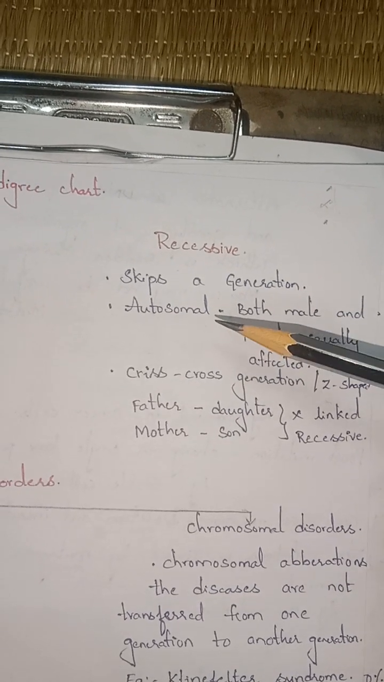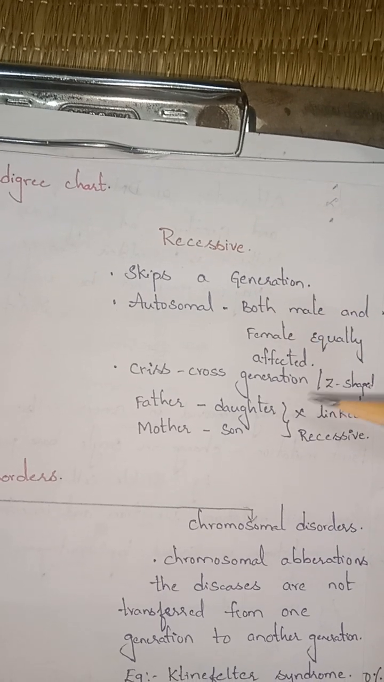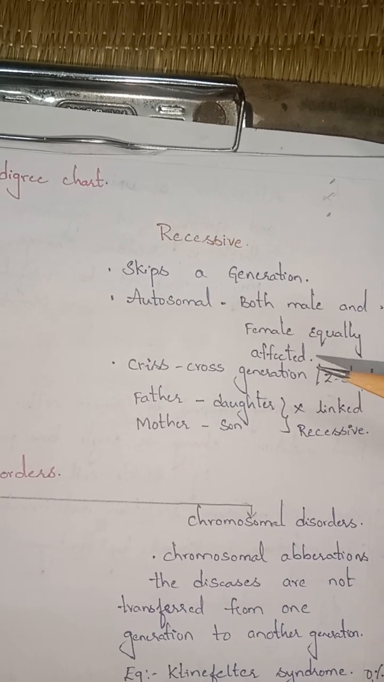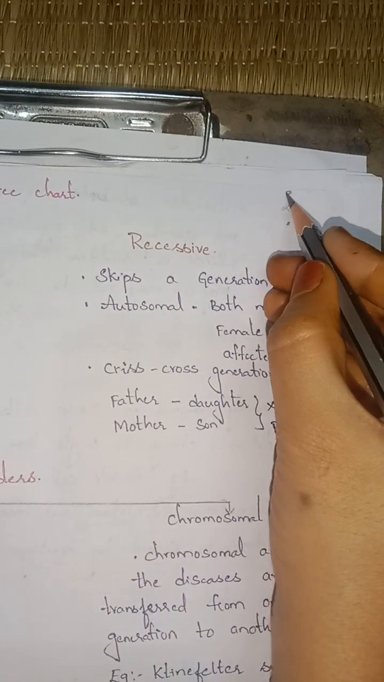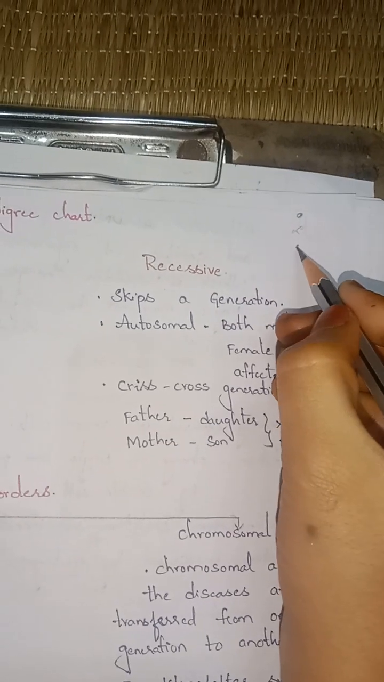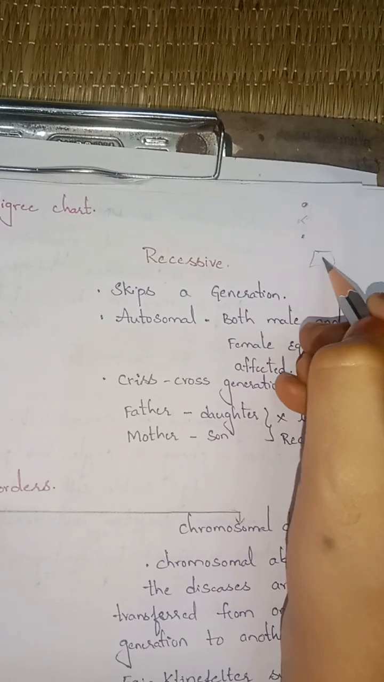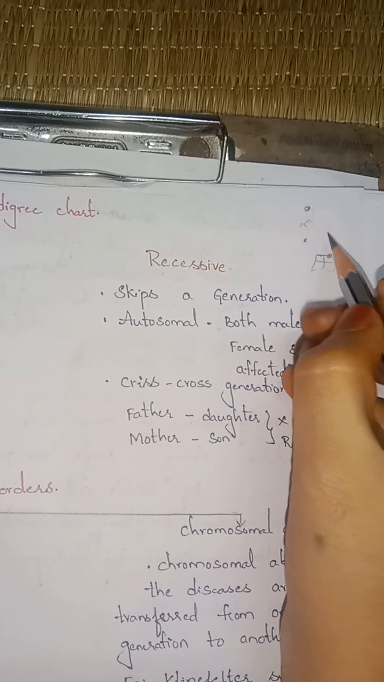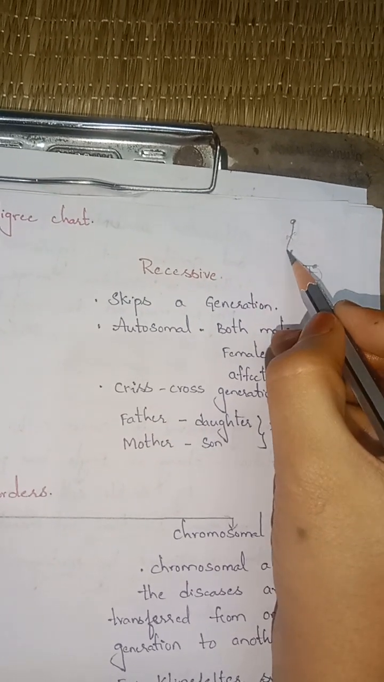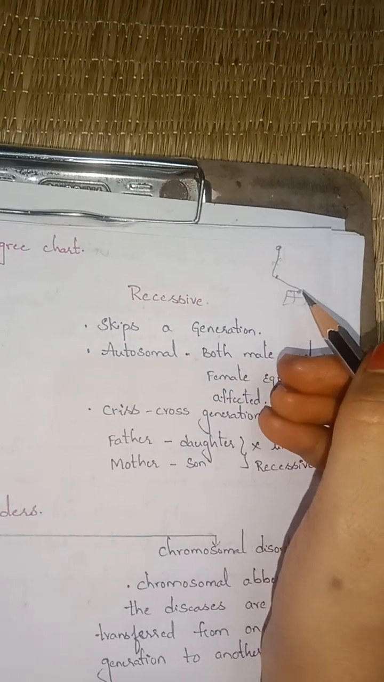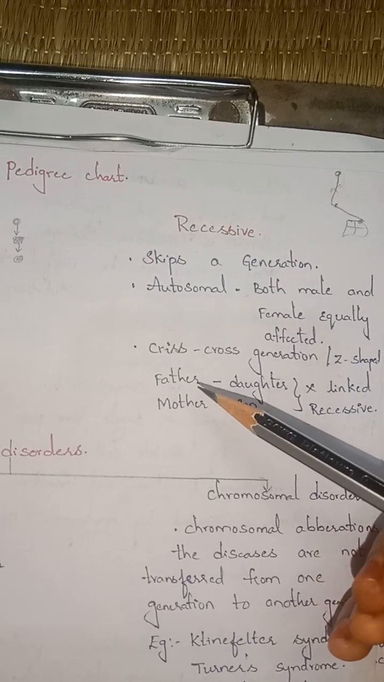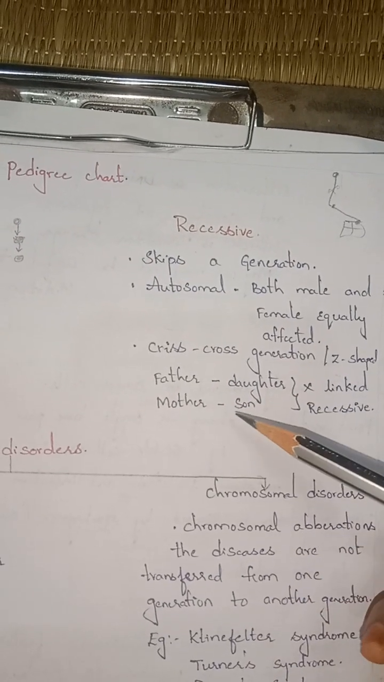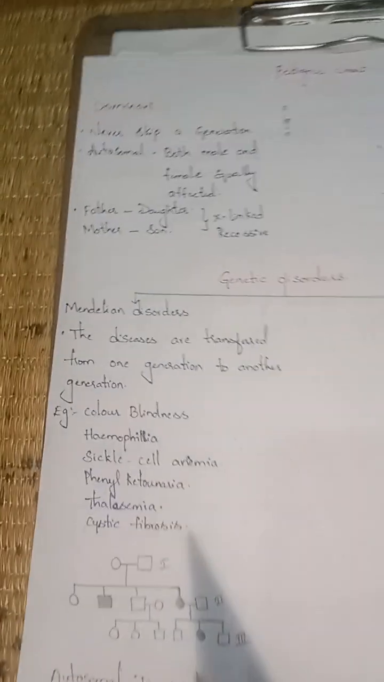In this also, if it is autosomal recessive, both males and females are equally affected. It is going to show as a crisscross pattern across generations. As I said, here it is affected, here it is not affected, and here it is affected. And if we cross like this, the other individual also is affected. So it shows as a crisscross mechanism. The disease is transferred from father to daughter, mother to son, which is X-linked recessive. You have to remember this.